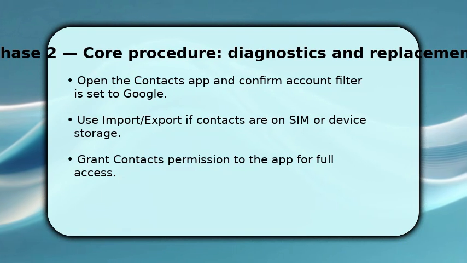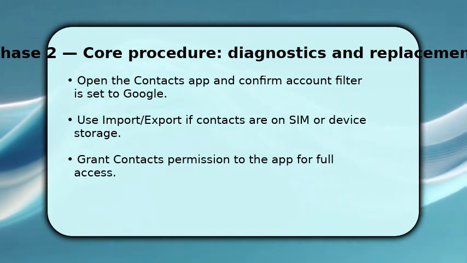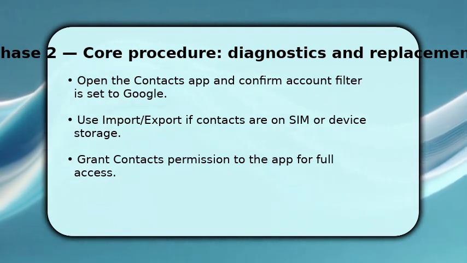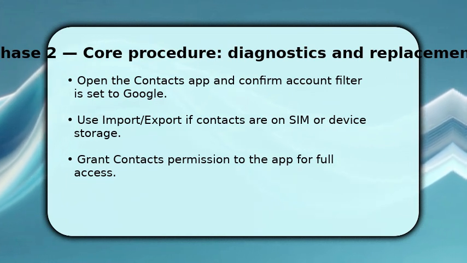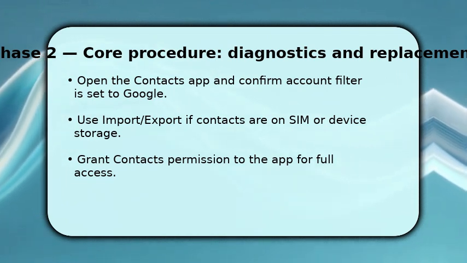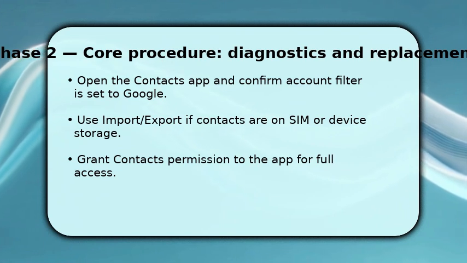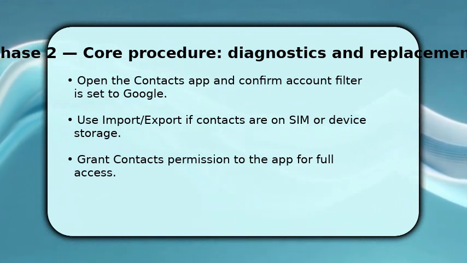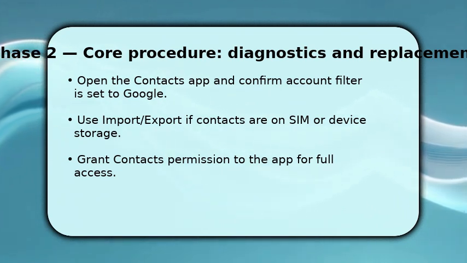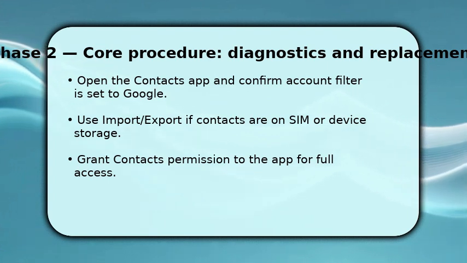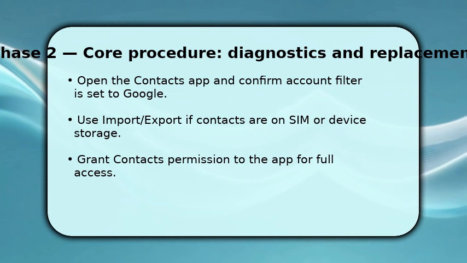Next, open the Contacts app and make sure the view filters show your Google account. If you previously stored contacts on the SIM or device, use Import → Source → select your Google account as destination, so contacts are uploaded to the cloud. Also, ensure the Contacts app has permission to read storage and contacts, otherwise import fails.